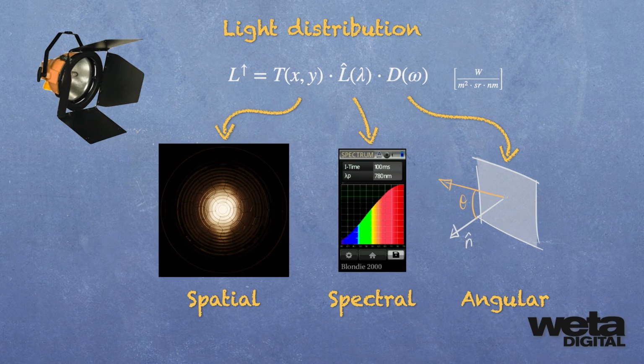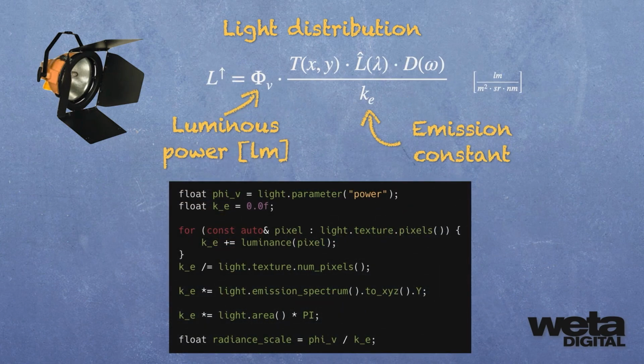So let's go back to our light description. Now that we know what these terms are for, how do we relate these quantities to things that we can actually measure? Actually, this turns out to be fairly easy. First, we normalize away the total contribution of the 3 terms, dividing by the emission constant. You can see a little piece of code here that shows you how to compute it. At this point, we have a light that is unit emission, and we can simply scale it to be as bright as its real-world counterpart.